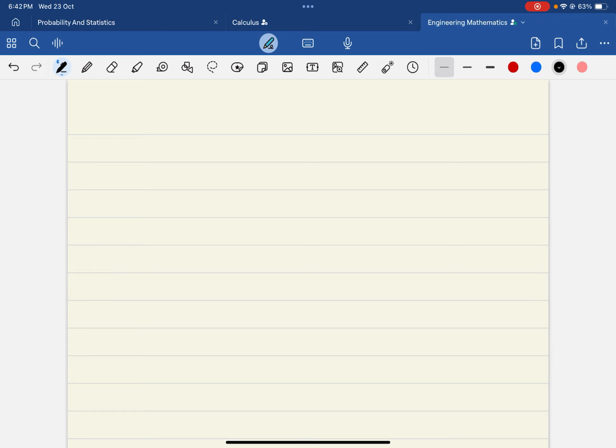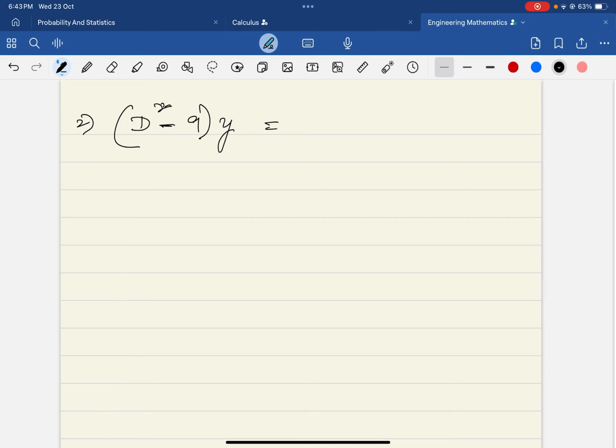Let us see. It is d square minus 9 acting on y is equal to sine 3x. Now as soon as you see sine, it is of course form 2. Now what is the auxiliary equation? m square minus 9 is equal to 0. Now what are the roots? The roots are plus or minus 3.